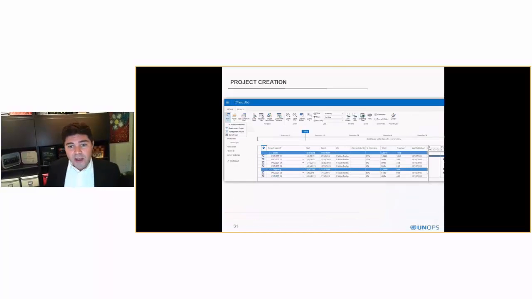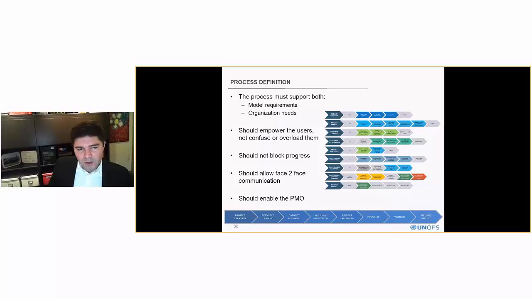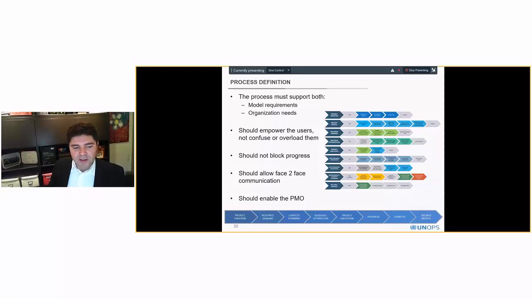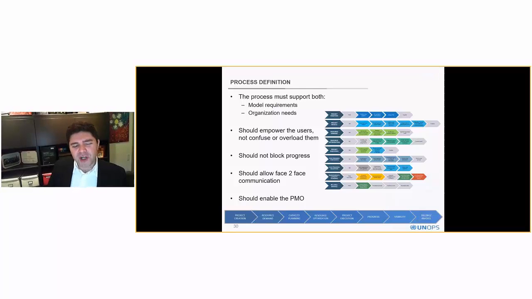Okay, so going a little bit to the demo now. What I want you to pay attention to is the process you can see in the model that we have: project creation, resource demand, capacity planning, resource optimization, project execution, progress visibility, and billable invoice. These are the steps I'm going to follow. They are not the entire process that we have built in this pilot, but I will follow these steps to show you how the tool can actually support you.